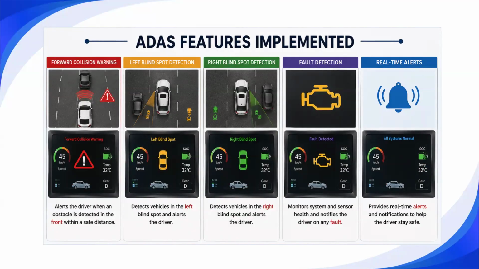The first ADAS feature implemented is forward collision warning. The front ultrasonic sensor continuously measures the distance between the vehicle and nearby obstacles. Whenever an obstacle enters the predefined safety threshold, the dashboard immediately displays a warning. The second feature is blind spot detection. Separate ultrasonic sensors monitor the left and the right blind spots. If another vehicle or obstacle enters these regions, warning indications appear on the dashboard. The system also performs fault detection by identifying abnormal conditions.